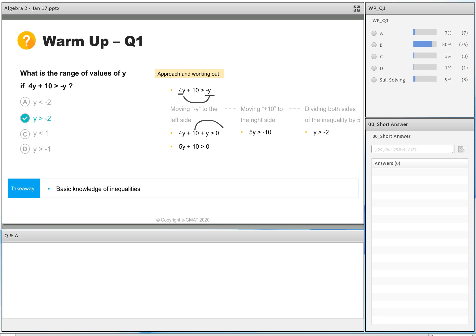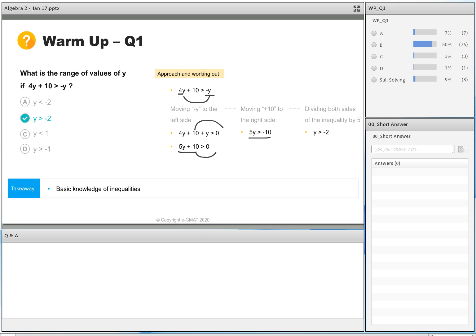When you calculate this, you can see 5y plus 10 is greater than 0. When you take 10 to the right-hand side of this inequality, we get 5y is greater than minus 10. Now, divide both sides of this inequality by 5, and then you get that the value of y is greater than minus 2.